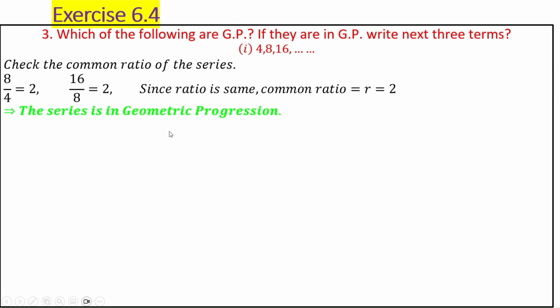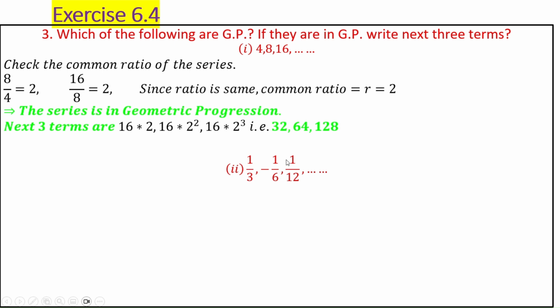So the next three terms are basically from 16 onwards. 16 into common ratio: 16R, 16R square, 16R cube. That is 32, 64, and 128. Next. 1 by 3, minus 1 by 6, 1 by 12, and so on.